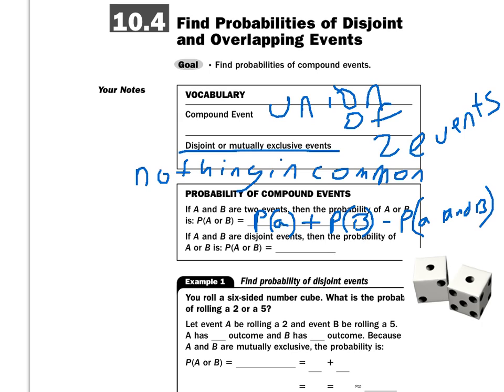And when you have a probability of disjoint events, you don't have to worry about subtracting that other thing, because they don't cross over. What's the probability of drawing a 6 or a 7? Well, you don't have that crossover there, so that works out. Okay.